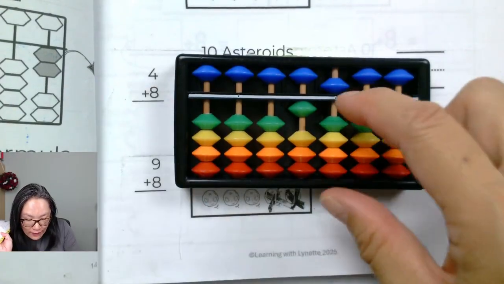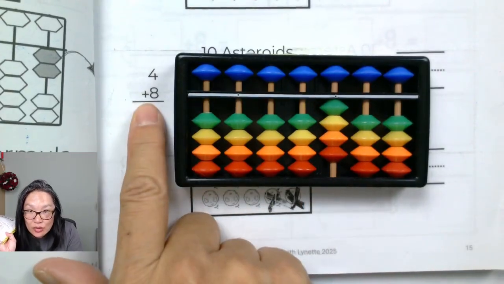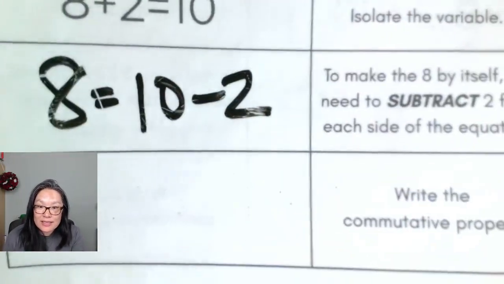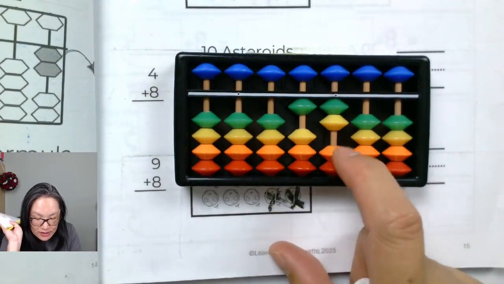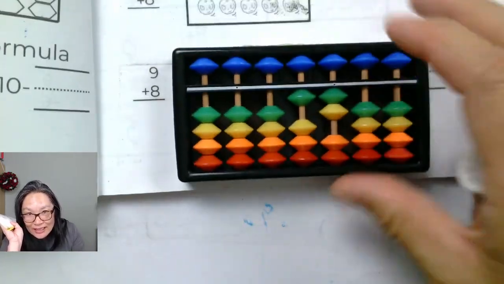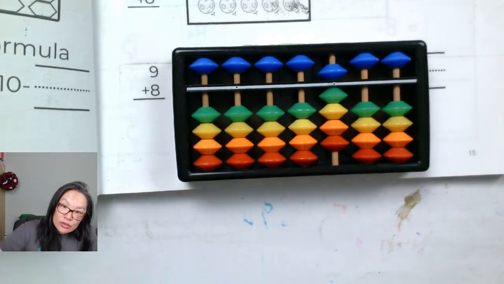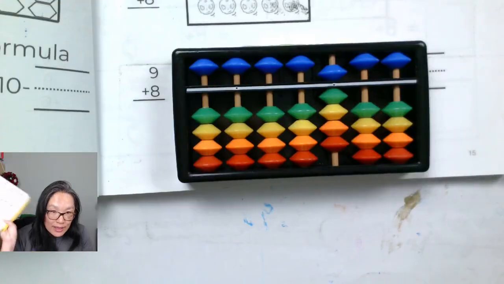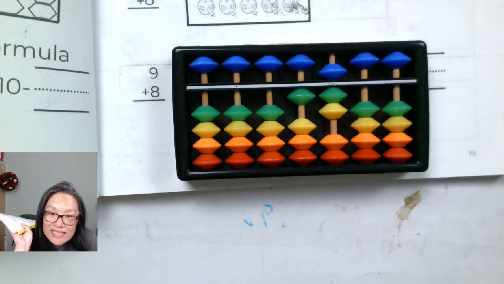So if I do 4 and I want to add the 8, what do I do? Plus the 10 minus the 2. Let's do it again. Let's do it all day. If I do 9, there are not enough beads to add the 9. What do I do? I need to plus the 10 minus the 2. My final answer is 17.